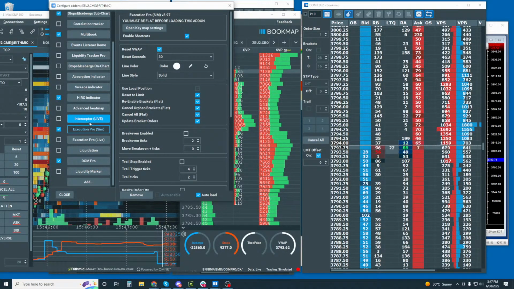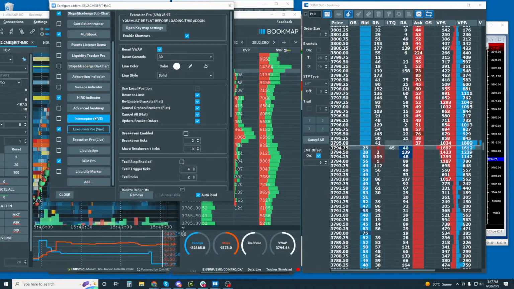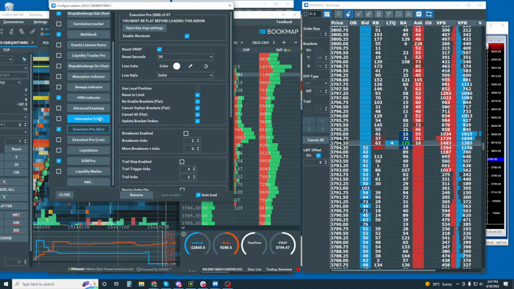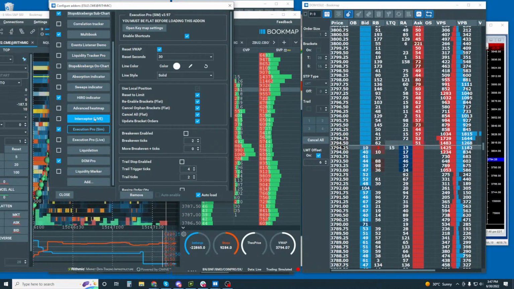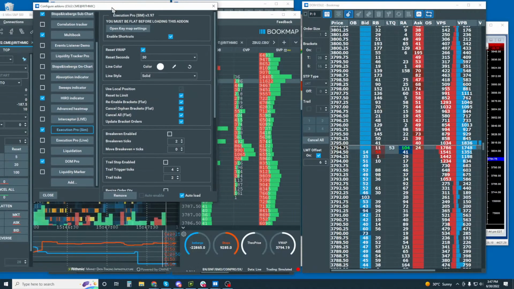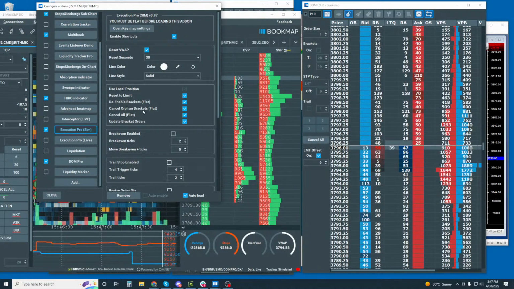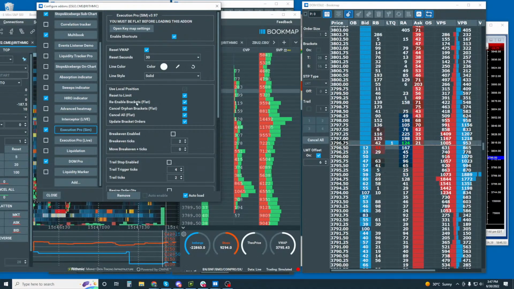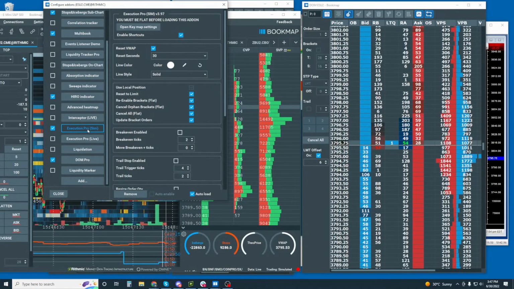The Interceptor as well is about a functionality with some of the bracketed orders, to intercept them and to not allow them. We'll explain more of that when we get into some of these features. It's really great what Daniel has done and set up in here. So anyway, we are in the Execution Pro now.